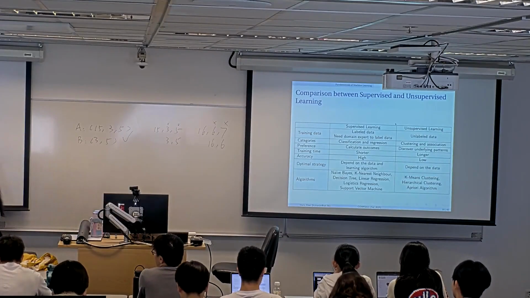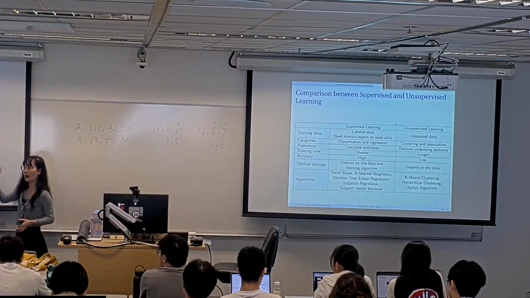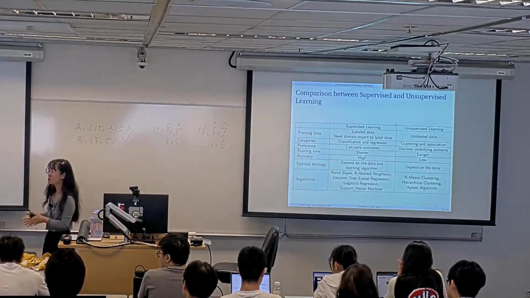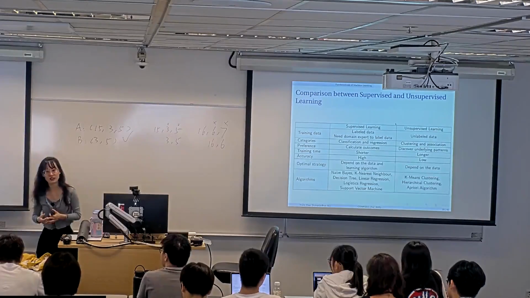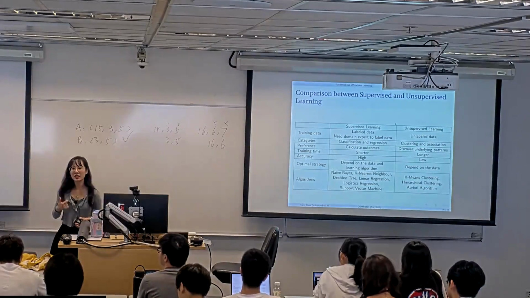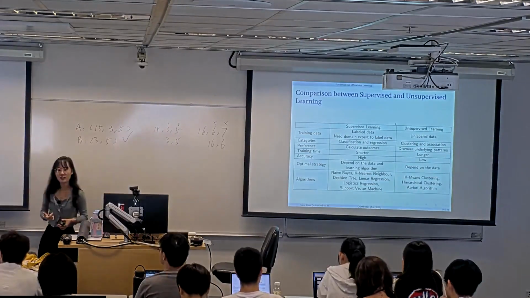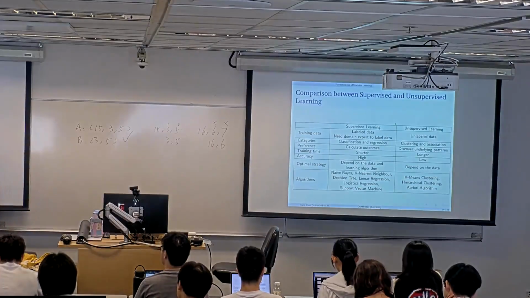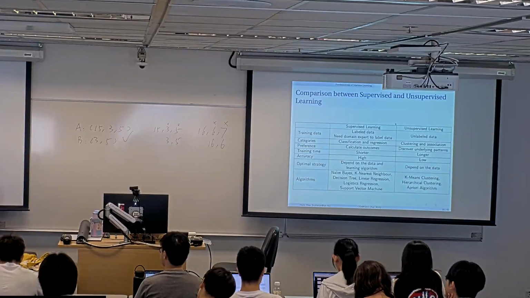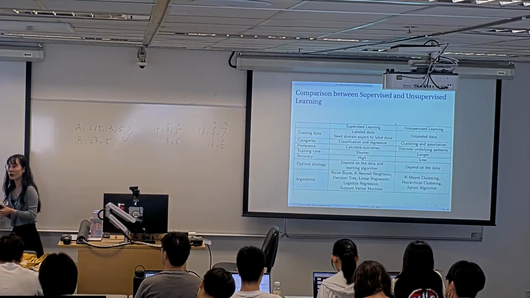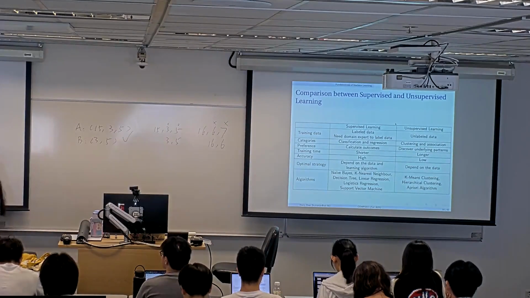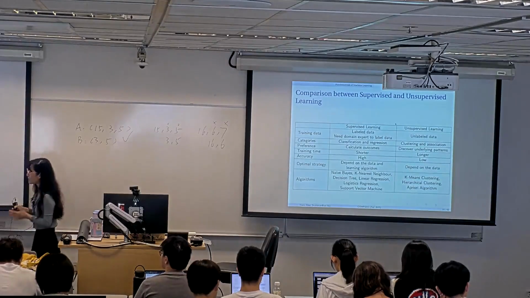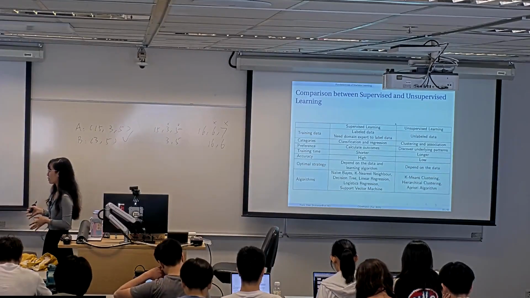But note that the algorithms we listed here are all shallow models, or models that do not involve neural networks. Usually, if it involves neural networks, it generally belongs to supervised learning, because for training neural networks we need to provide the labels. So here we exclude neural networks and just list some shallow models. Those are all very classical machine learning and AI models.